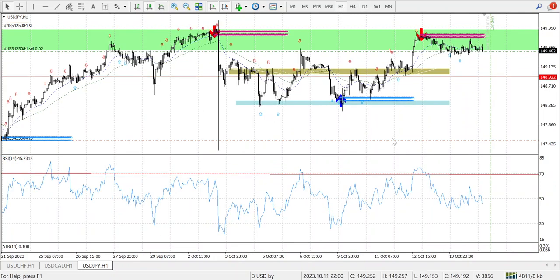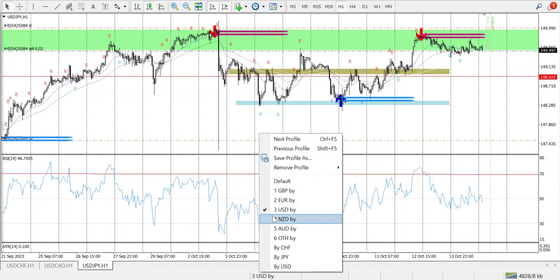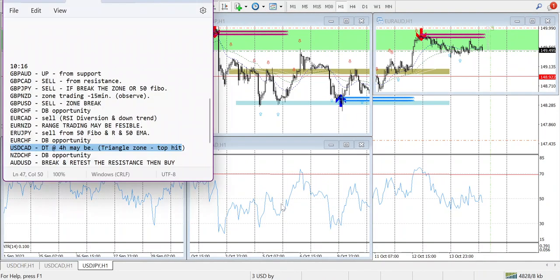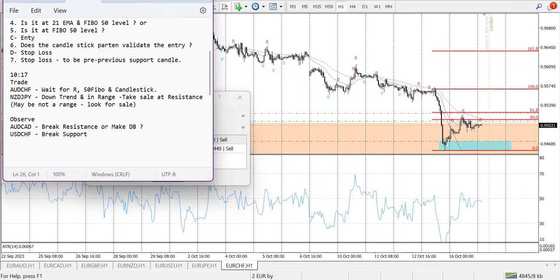What time frame? It is like USD JPY. It has come to the. I can't explain it. So USDJPY is an observation with the entry. Dollar Yen. With entry.